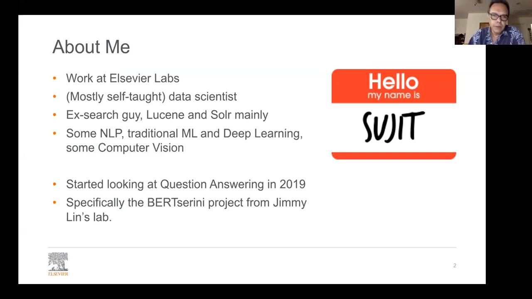Previous job, I used to be in search, more traditional kind of search, initially with Lucene and Solr. Nowadays, it's mostly at the intersection of machine learning and deep learning as well as search. So we started looking at question answering sometime in early 2019 when the BERTSerini paper had just come out. And quite a few of us were actually pretty excited about it. Here was something that had the promise of making question answering over search kind of a reality, right?